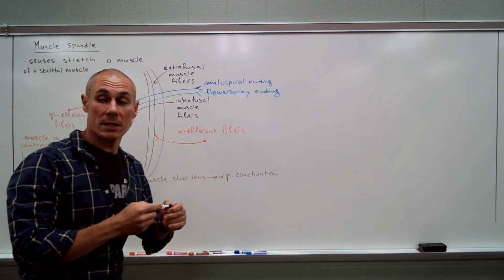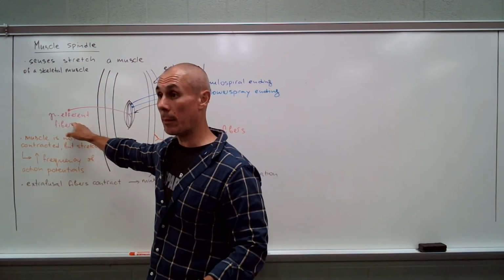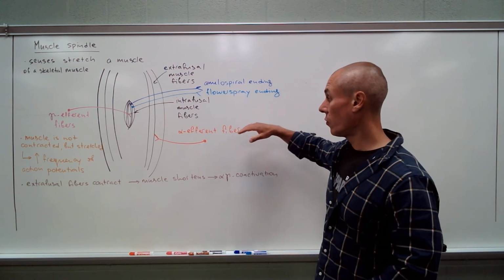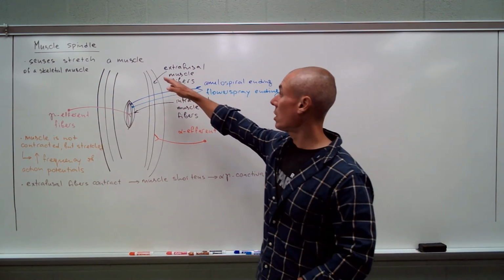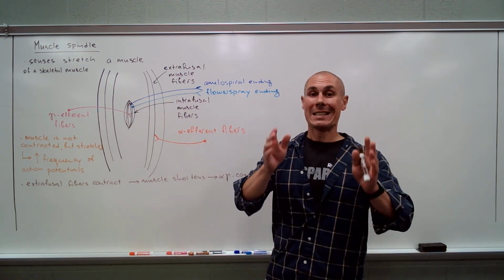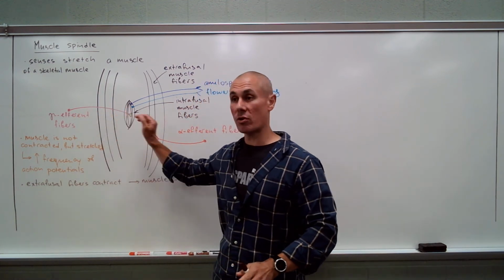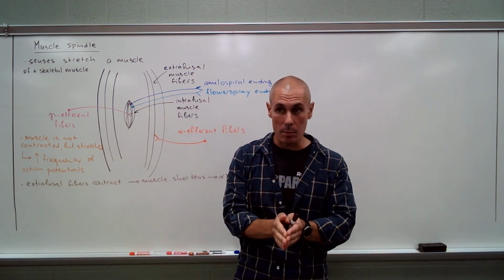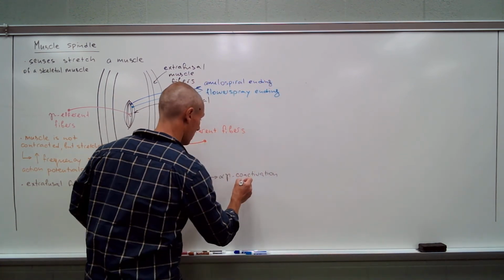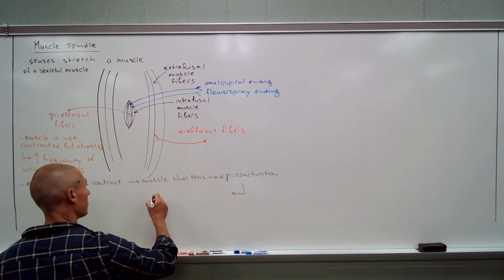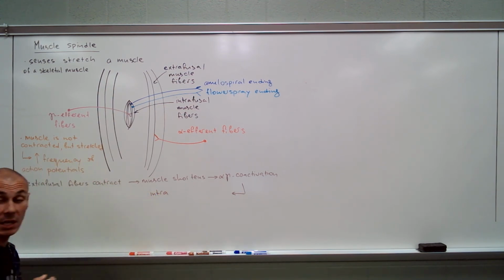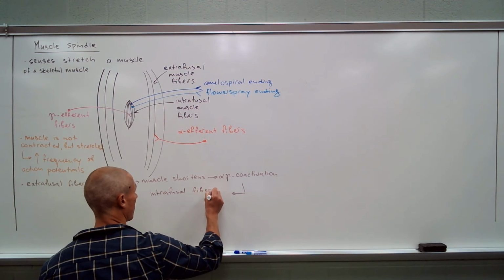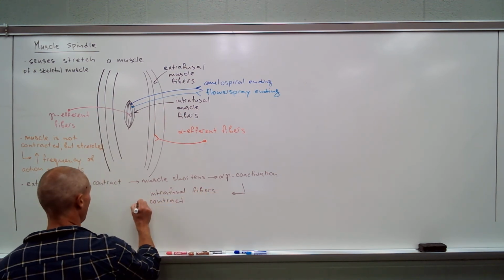So what happens in actuality, what happens in real life, when extrafusal fibers contract and muscle shortens, the event that's called alpha-gamma coactivation occurs. Okay, we're good so far? What does that mean? It's a fancy expression, alpha-gamma coactivation, which means a very simple concept. It means that when the motor signal reaches extrafusal fibers, at the same time, same motor signal reaches intrafusal fibers, and both extrafusal and intrafusal fibers contract at the same time. Does that make sense?